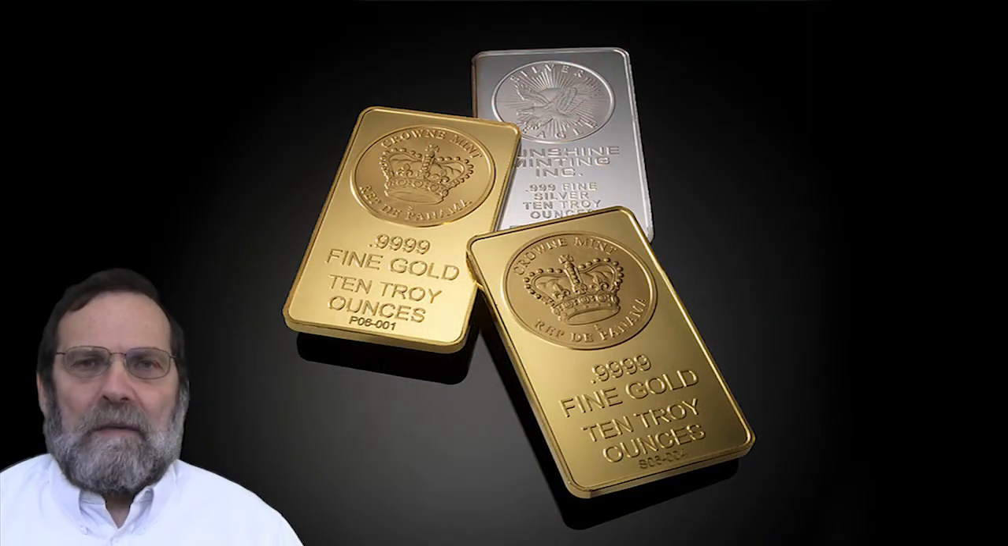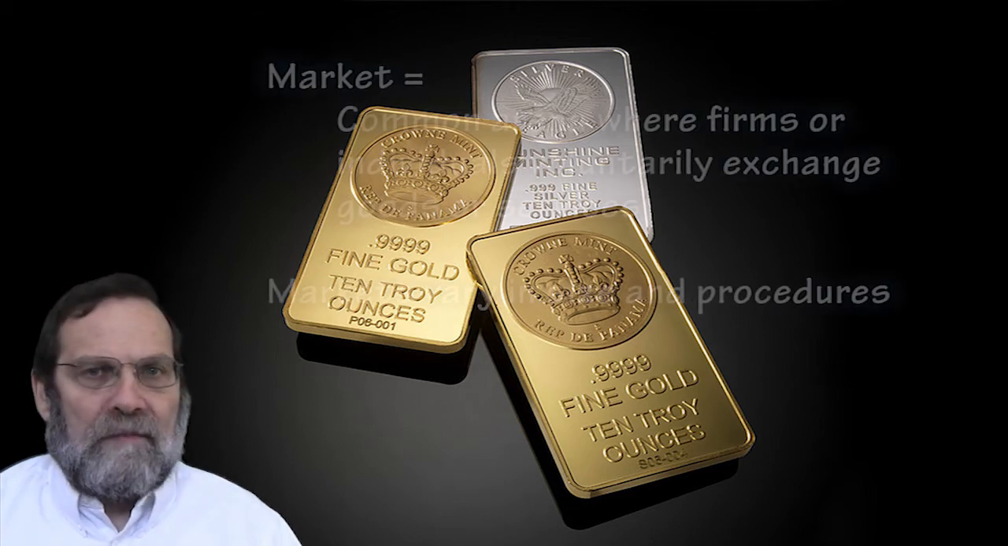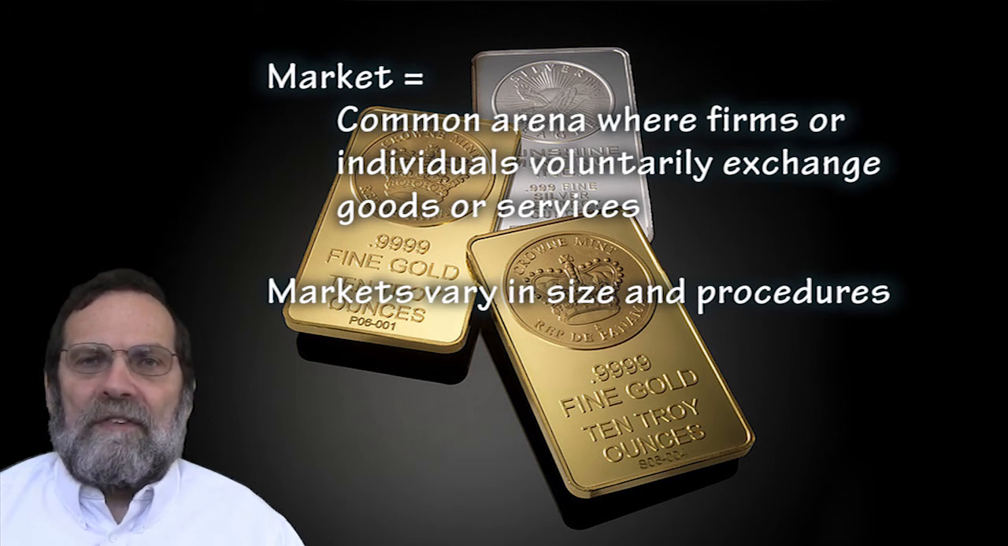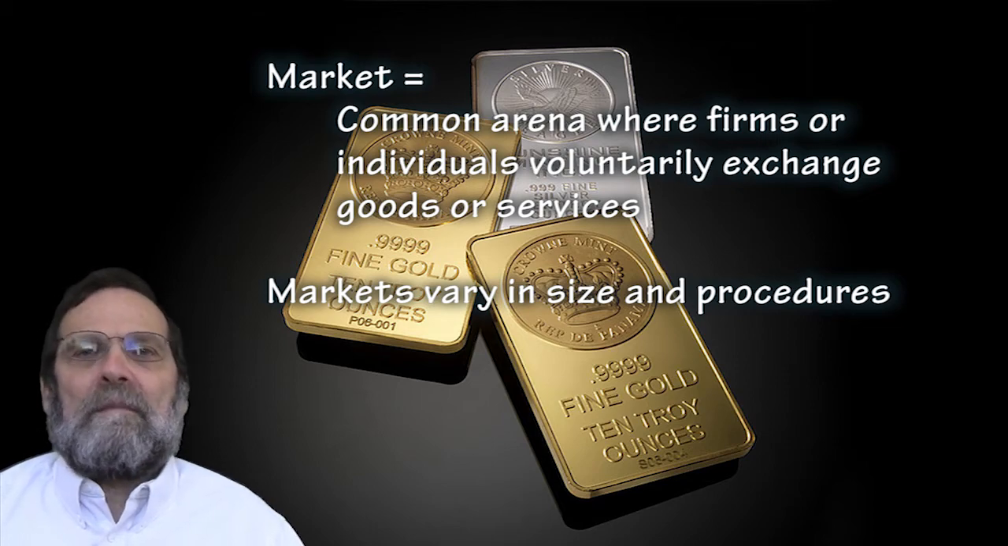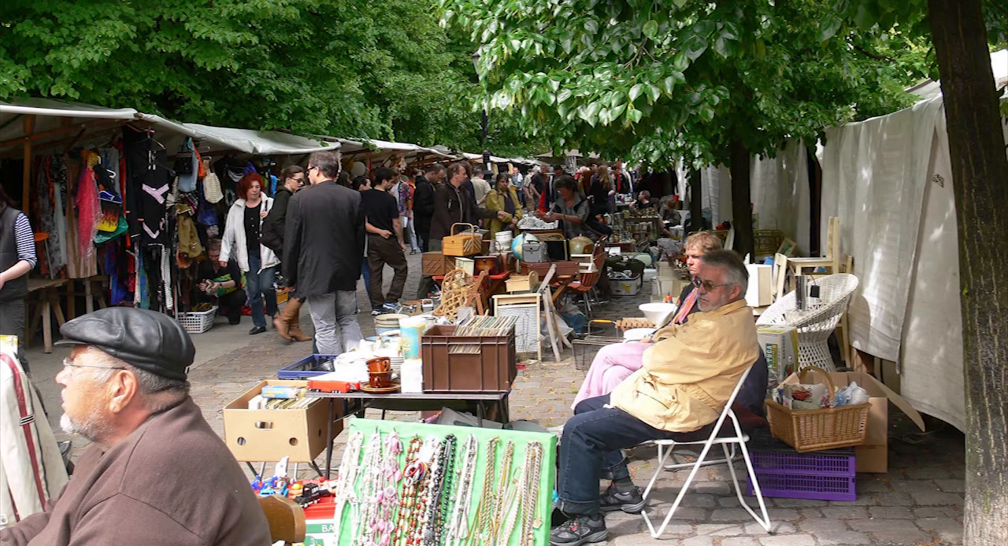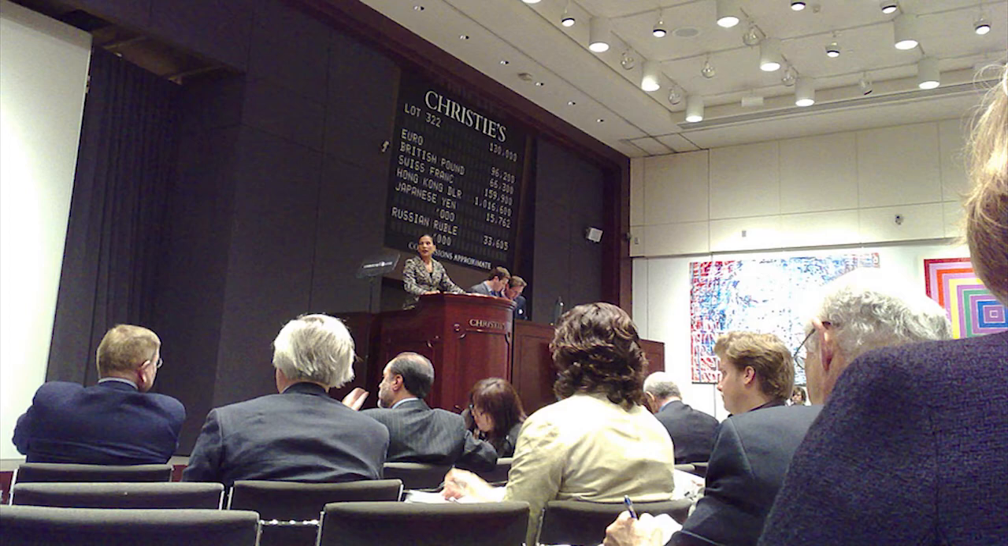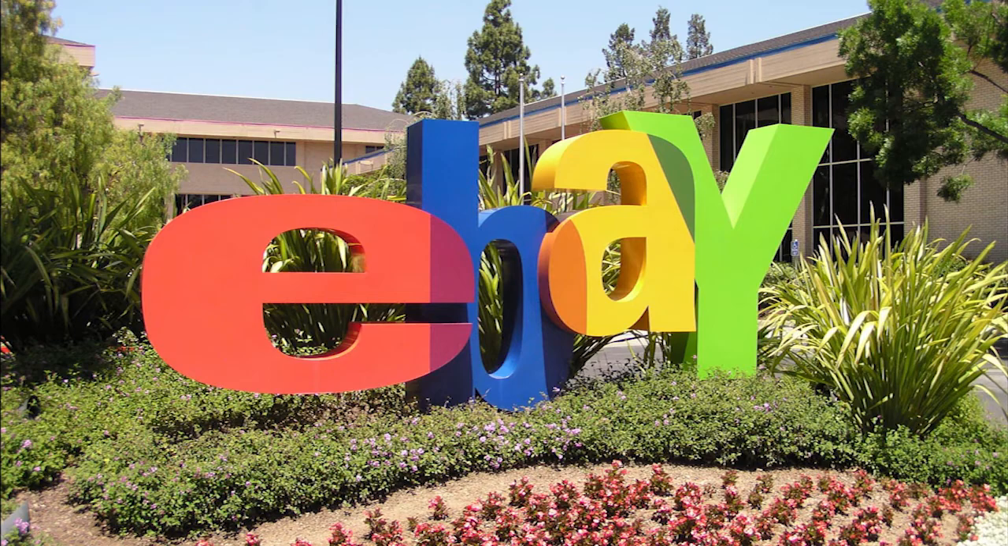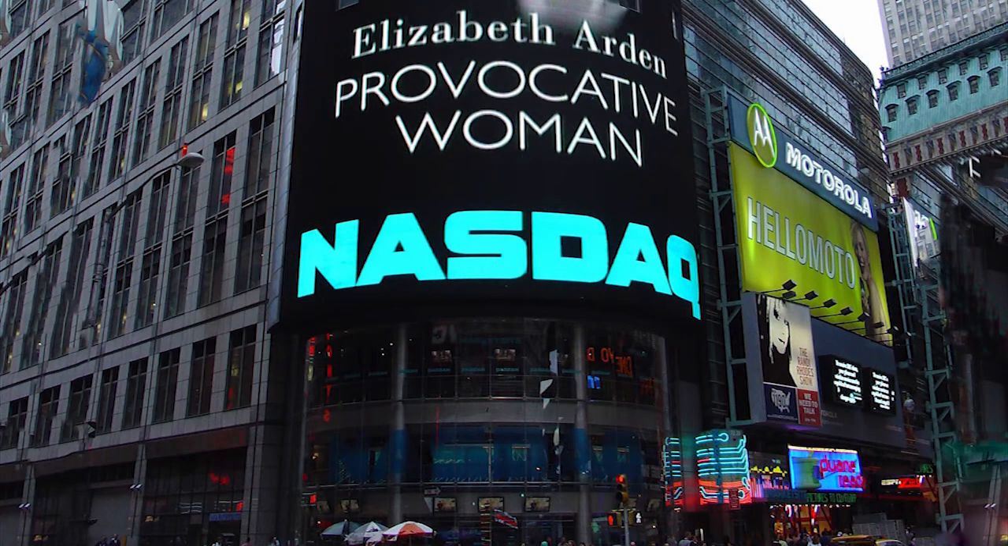To appreciate this dichotomy and its role in the economics of global climate change requires familiarity with a few terms and concepts. A market, in economic parlance, is a common arena where firms or individuals voluntarily exchange goods or services. Markets vary greatly in size and procedures. At one end of the range is a flea market, where hundreds of vendors sell or trade inexpensive goods to thousands of passers-by. At the other end is a Sotheby's auction, in which only a few selected museums or collectors participate. Other markets such as eBay or NASDAQ conduct business over the internet. Each market establishes its own rules of engagement.